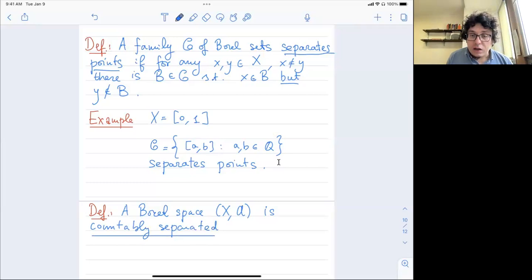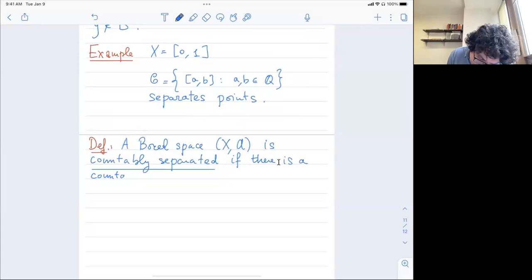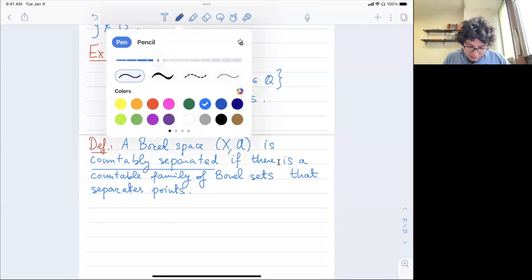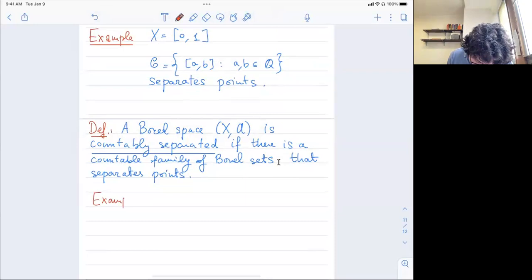if there exists a countable family of Borel sets that separates points. Okay. So again, an example is the above one of intervals in the unit circle. Example. It is indeed this one, that's why we call it a standard example.